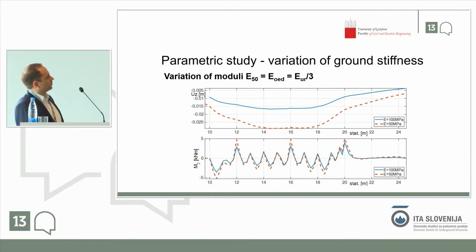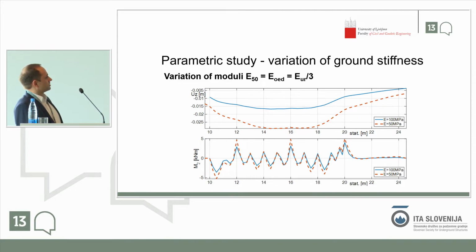Once we come to the face, then these settlements or vertical displacements start increasing, and here in this part, this part is already embedded in the previous arch. So here we have lower displacements.